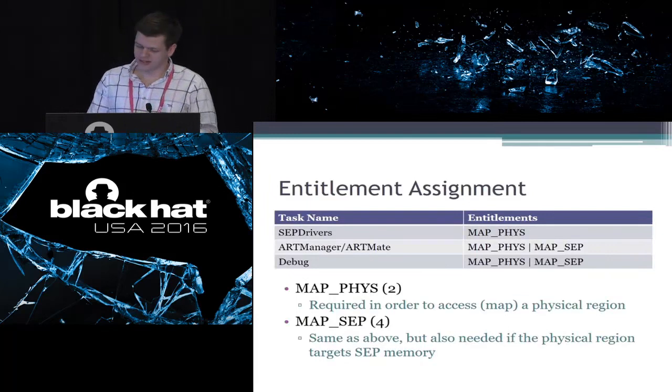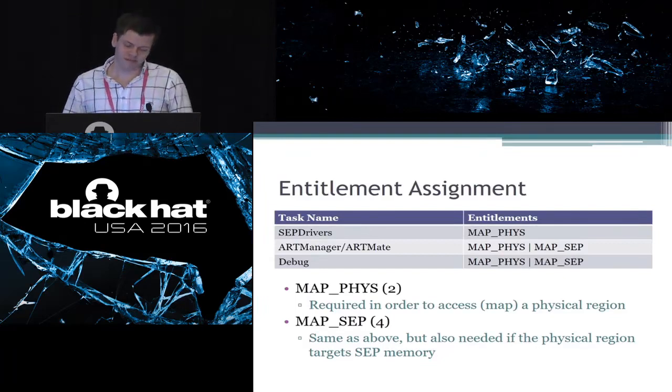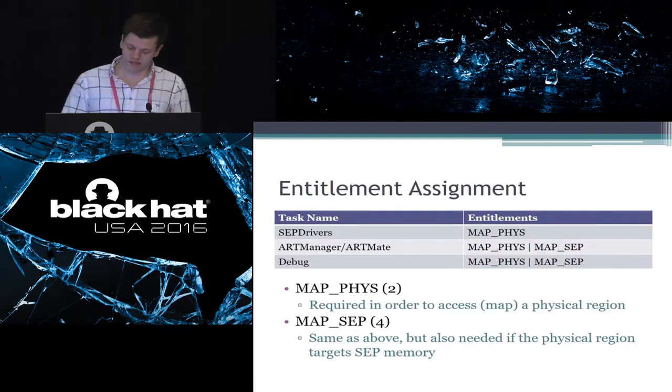And the entitlements are, the map phys entitlement basically gives you the ability to map physical memory, and the map SEP entitlement basically gives you the ability to map a certain portion of SEP memory.